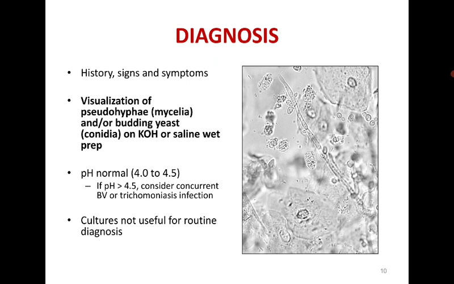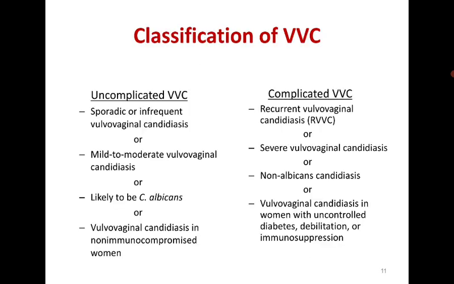Normal vaginal pH is 4 to 4.5, that is acidic pH. In candidiasis the pH would be like the normal vaginal pH, because candida is usually resistant to acidic environment, so pH will be normal. If the pH is more than 4.5 with candida infection, you should suspect concurrent trichomoniasis and bacterial vaginosis also. Culture is not usually routinely used for diagnosis.